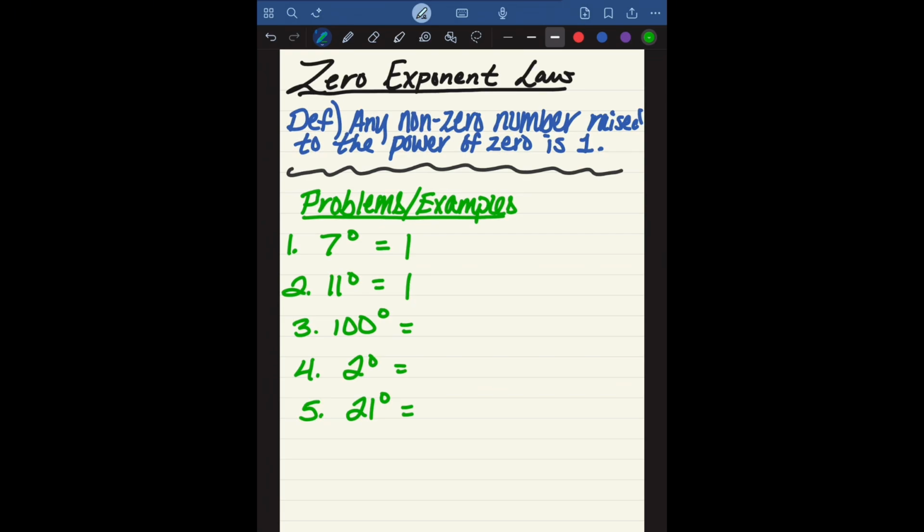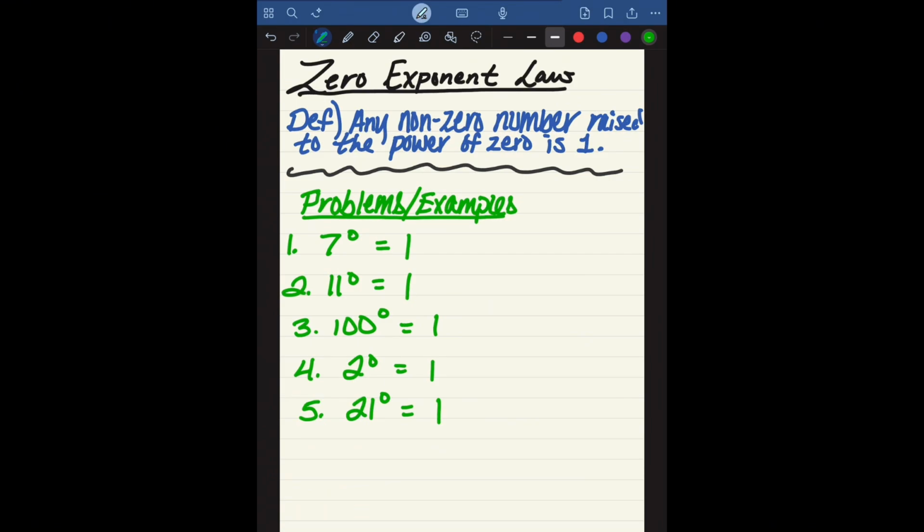Number 3, 100 to the 0 power. 1. Number 4, 2 to the 0 power. 1. And last but not least, number 5 is 1. And that is it for the zero exponent law.